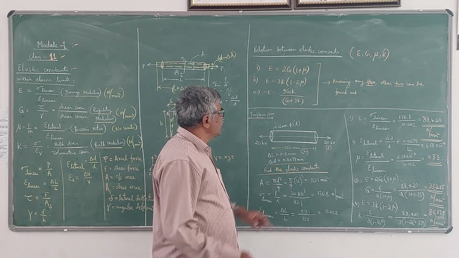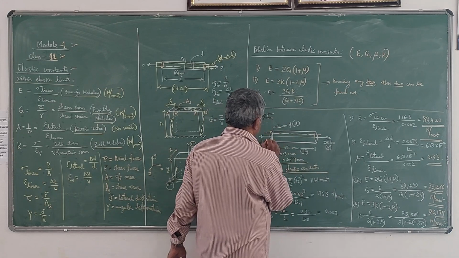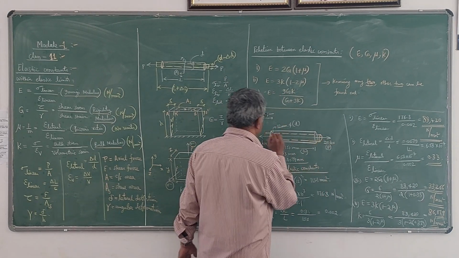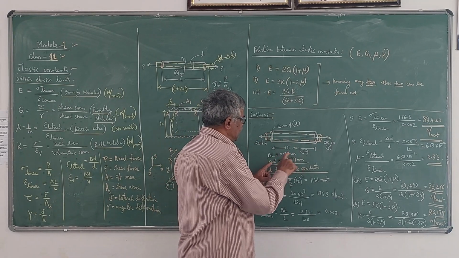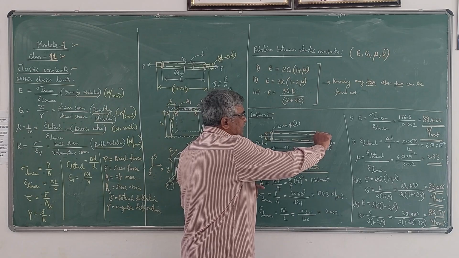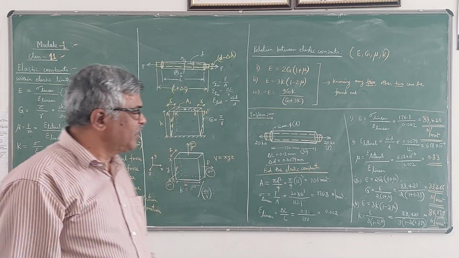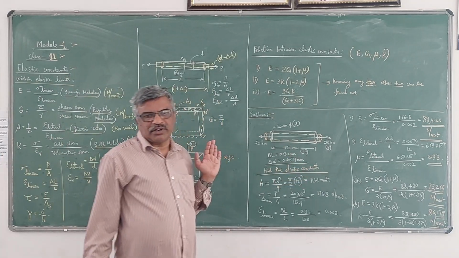So due to this, what happens? Length will increase whereas diameter reduces. So the bar takes a shape like this. The elongation delta L is 0.3 mm and the change in diameter, that is the decrease in diameter, is 0.0079 mm. It is very small. So the question is to determine the elastic constants.